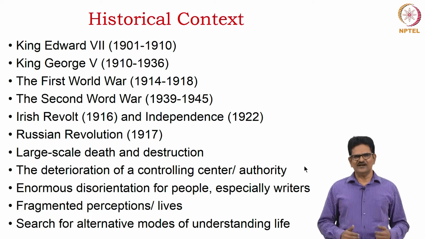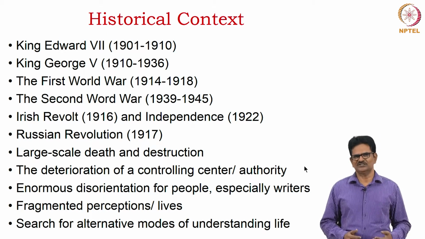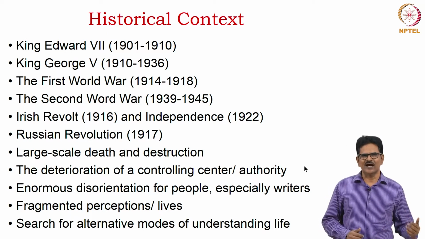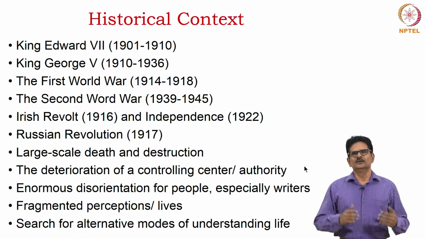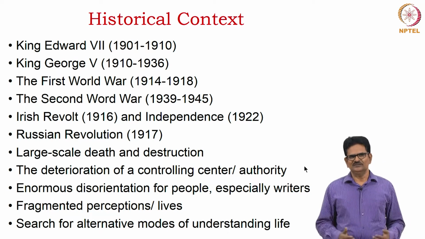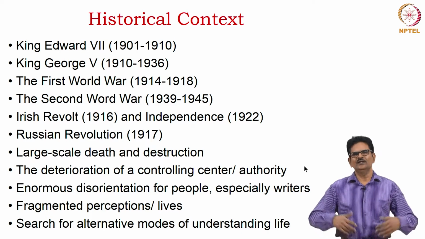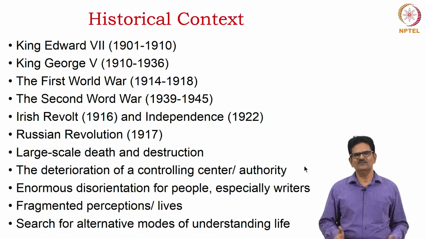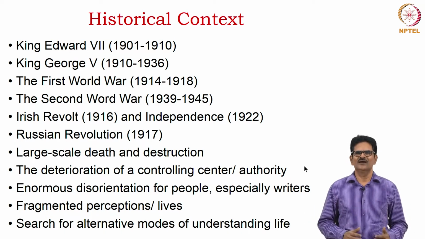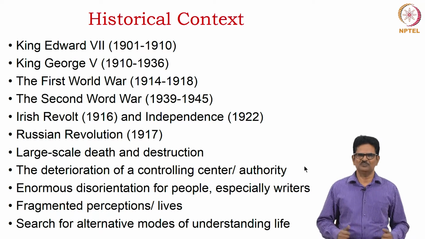We also have some other influential events affecting British life and society, that is the Irish Revolt and independence from Britain in 1922. On the periphery we also have the Russian Revolution in 1917. And in all these events, we have large scale death and destruction of people and property.